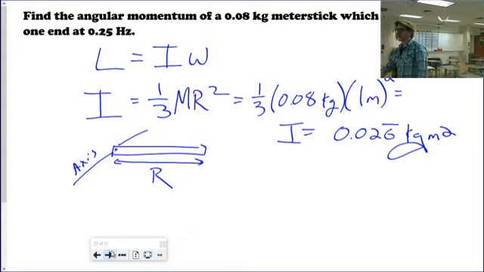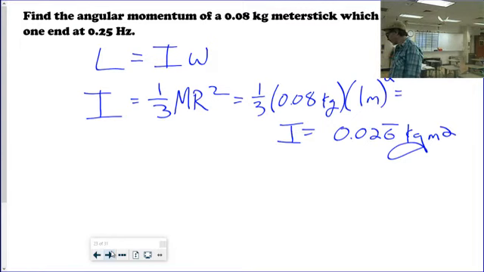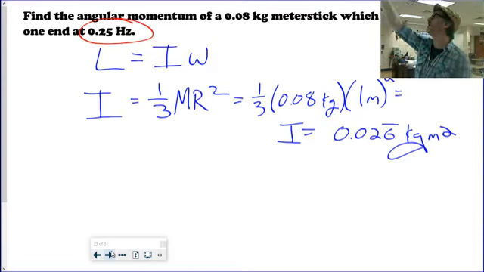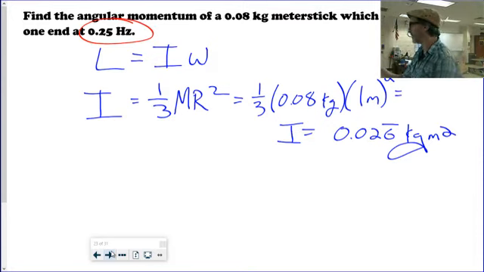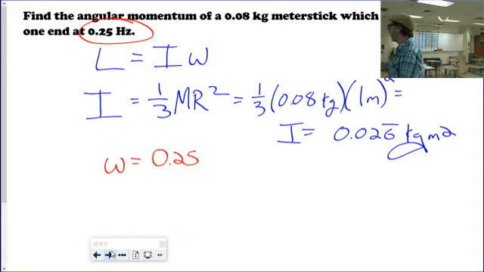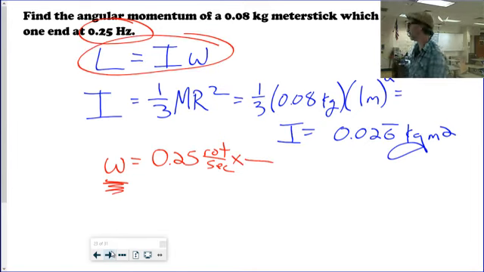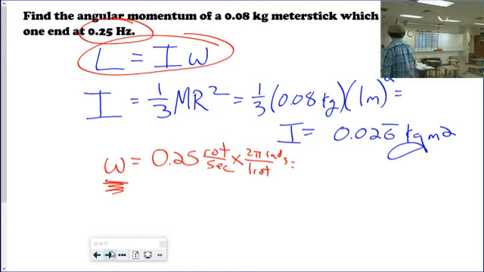Now, that meter stick is rotating at a certain frequency. Remember, frequency basically measures the same thing as angular velocity. So our angular velocity here is 0.25 hertz, that's rotations per second. But in order to call it angular frequency, we have to convert to radians. When you use this equation, all of these angular equations assume radians. One rotation is 2 pi radians. If you multiply this out, it gives you 1.57 radians per second.